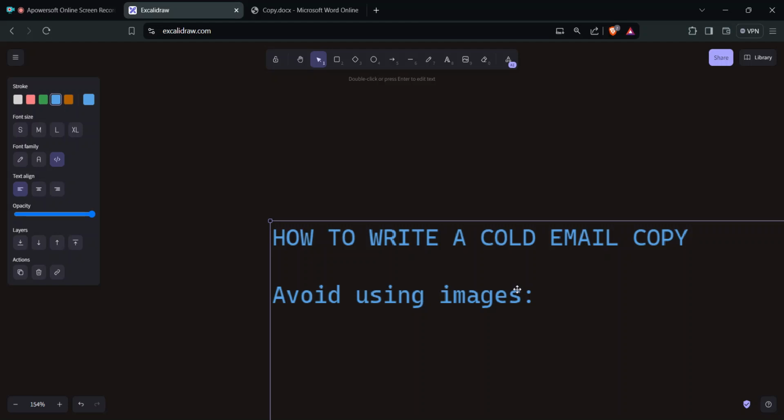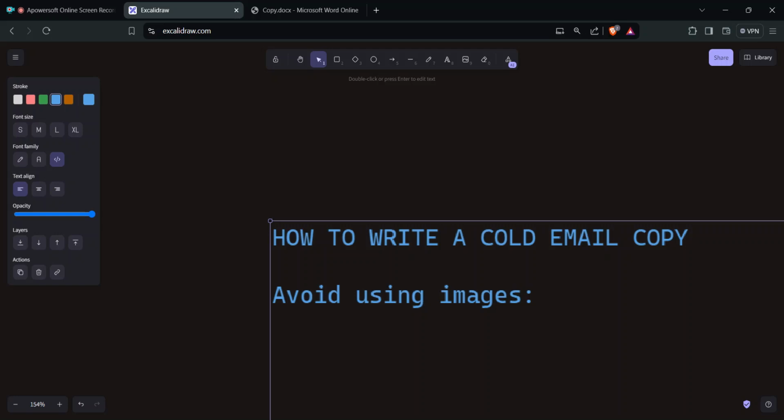Today we are looking at how to write a perfect cold email copy that will help you get more clients. And remember, here we help you get more clients, so you're in the right place if you want some more. So we're going to dive into it.